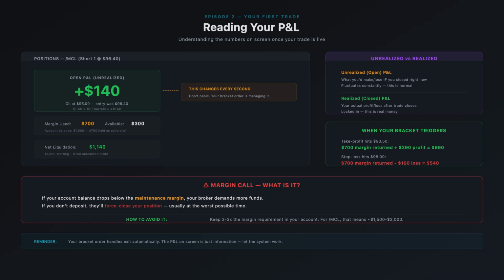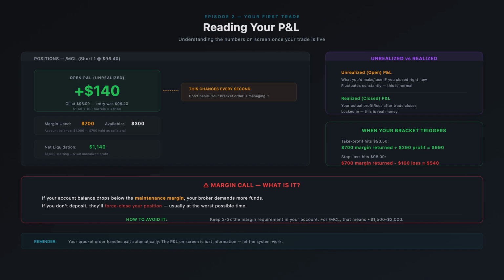Margin used shows how much of your collateral is currently tied up. For one micro contract, that's about $700. Available margin is what's left in your account for additional trades. When your bracket triggers, either the stop loss or the take profit, the open P&L becomes your realized P&L. That's your actual profit or loss, locked in. Your margin is released back to your account, adjusted by the result.